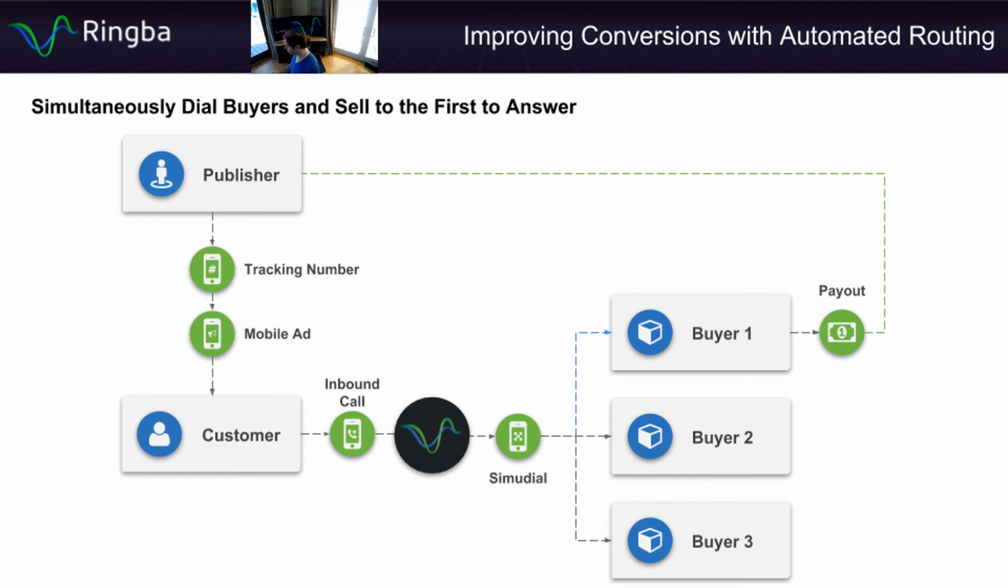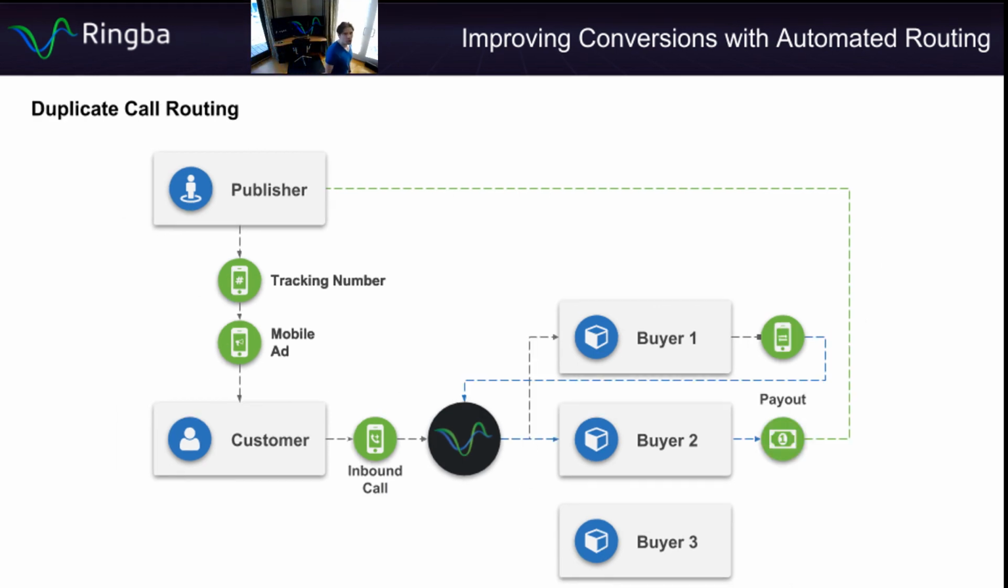That's where you can really make a lot more money with simultaneously dialing your buyers. Okay, so duplicate call routing. Just real quick, a duplicate call is when a caller picks up the phone, dials, calls, and is connected with an agent, and then they pick up the phone, dial, and call again. And you can make a lot of money by managing your duplicate call flow properly.